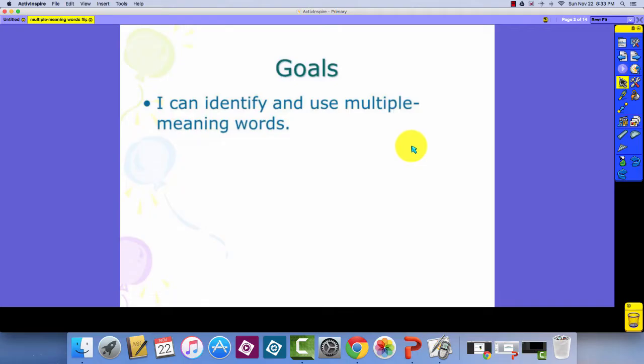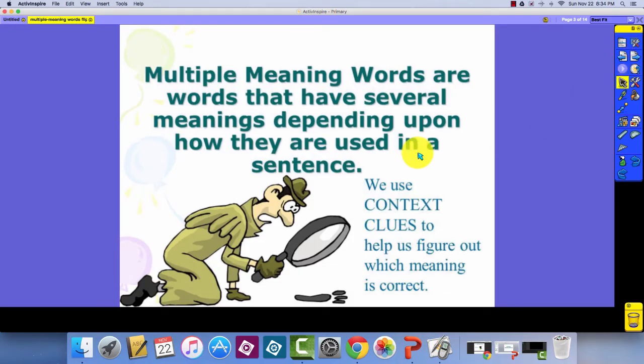Our goal for this screencast is to be able to identify and use what are called multiple meaning words. Multiple meaning words are words that have several meanings, different meanings depending upon how they are used in a sentence. In order to figure out the meaning of a multiple meaning word, we use context clues to help us figure out which meaning is the correct one.